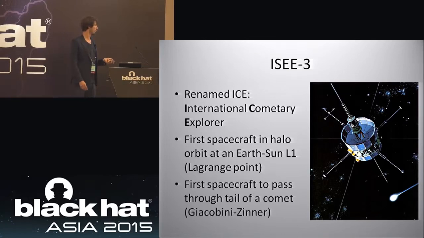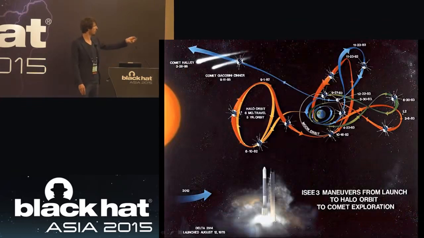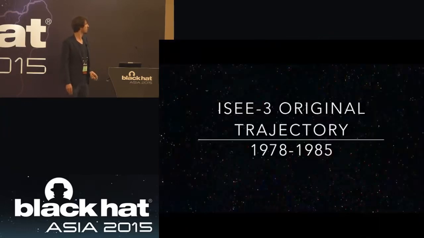And it was also the first spacecraft to pass through the tail of a comet because the US wanted to beat everyone else, because everyone else was going out to visit Halley's Comet. And it was put on this sort of mind-bending trajectory originally from the Earth. It went around the Earth, did some slingshots, went out to this L1, and then went through the comet's tail.